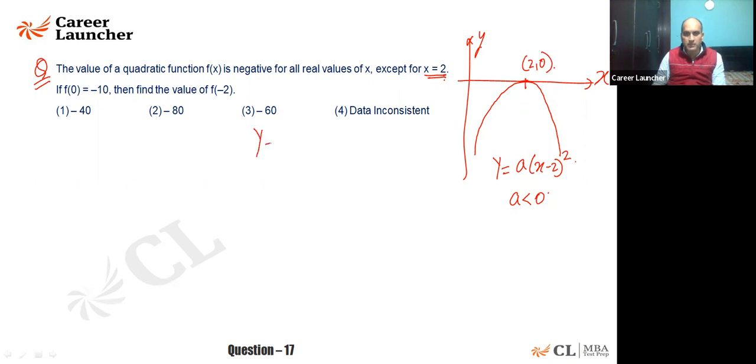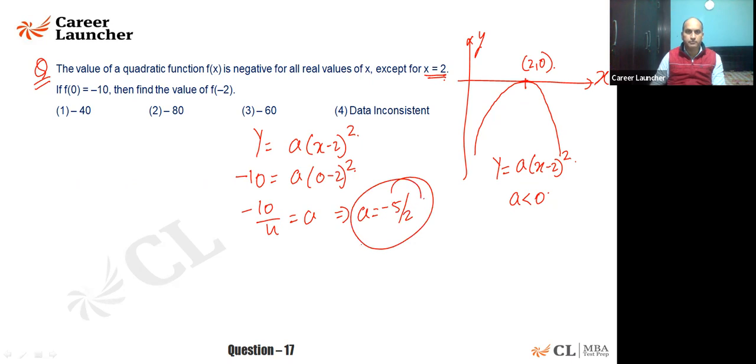So I'll say y is coming out to be a into (x minus 2) square. Fine. So it is minus 10 at 0: a times (0 minus 2) square. So minus 10 by 4 is equal to a. I can say a is minus 5 by 2. Fine. So y is coming out to be minus 5 by 2 into (x minus 2) square. बन गया जी इक्वेशन.